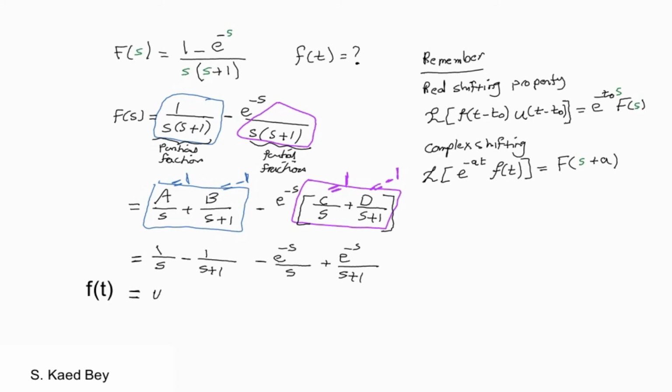So once the partial fractions are done and the expression is simplified, remember when you do the Laplace inverse, the e to the power of minus s simply is translated as a delay by 1 unit of time.